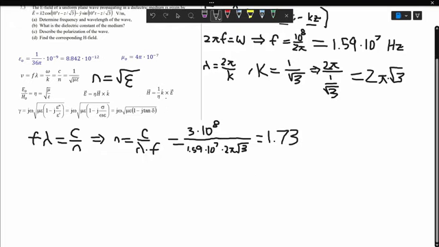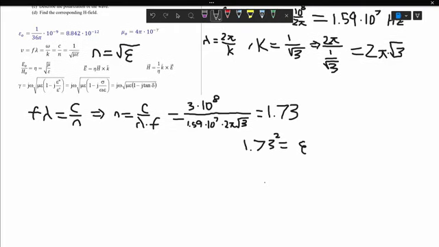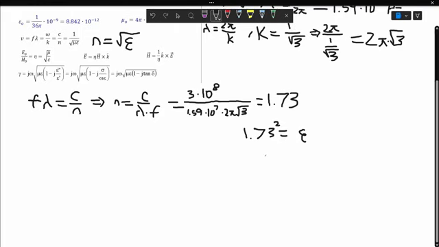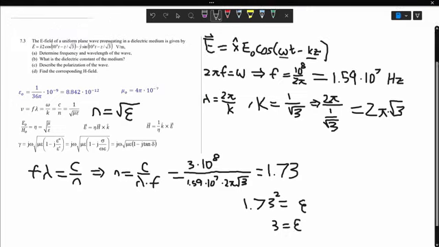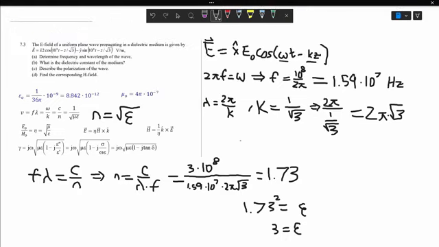Now that we know n, we can solve for epsilon. So 1.73 is equal to the square root of epsilon. So we square both sides, so we remove the square root. 1.73 squared is equal to epsilon, which ends up being about 3. So epsilon is equal to 3. That is the dielectric constant of the medium.